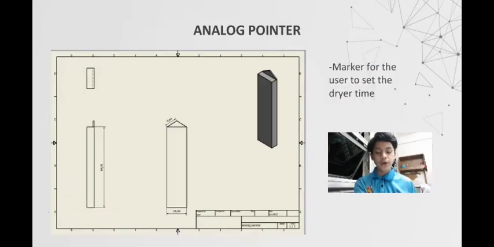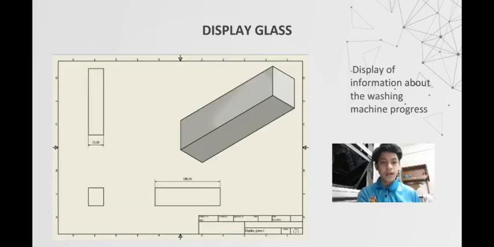Next is analog pointer. The function of analog pointer is a marker for the user to set the dryer time. The length is 64.91 mm. The height is 6 mm and the width is 16.49 mm. The pointer is 9.64 mm. For the last of my part is display glass.